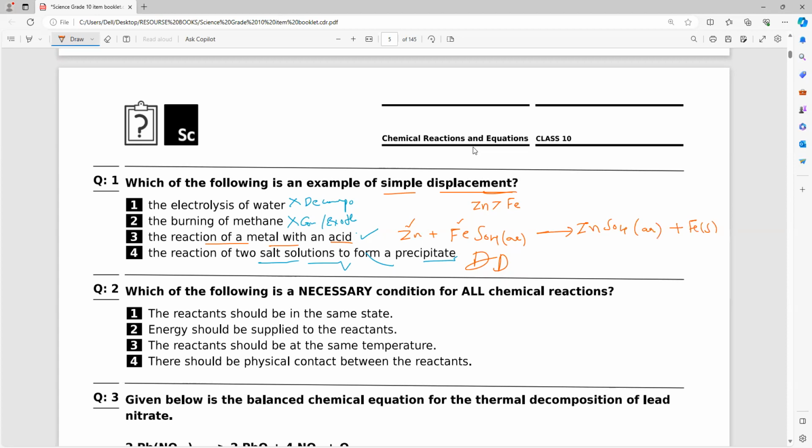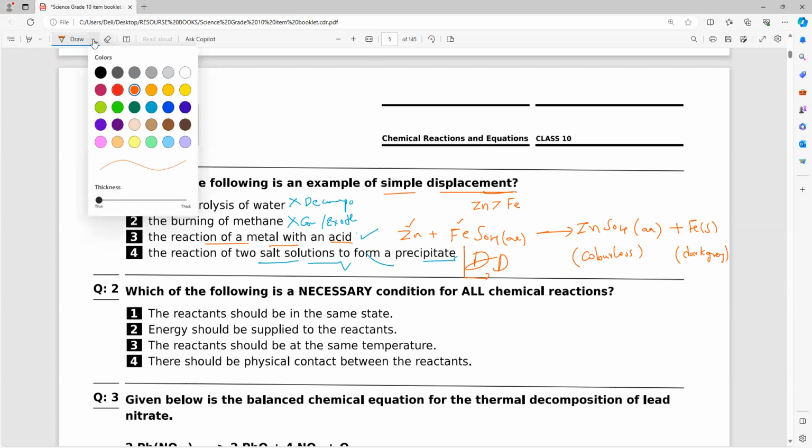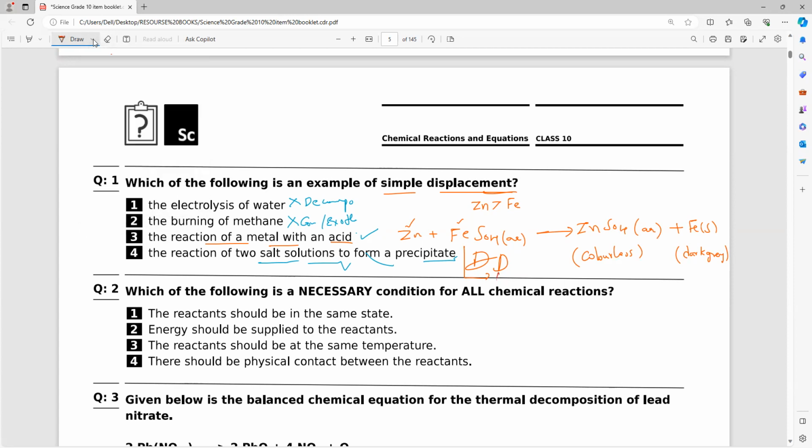So what is the color of the zinc sulfate? Colorless. And iron is dark gray. Colors are very important. What is the FeSO4 color? Pale green. Light green, pale green, whatever it is. Light green.